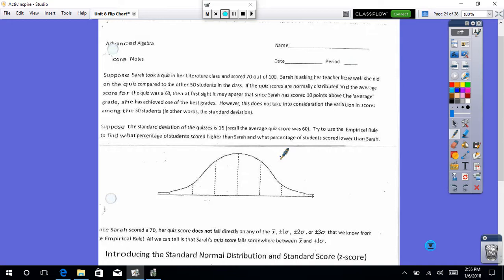This does not, however, consider the variation in scores among the 50 students. In other words, what we know is a standard deviation. It doesn't take that into account. Suppose that the standard deviation was 15. The average quiz score was 60, so let's go ahead and put that on there. The average score was 60 with a standard deviation of 15. So we're going to add our standard deviation in this direction again.